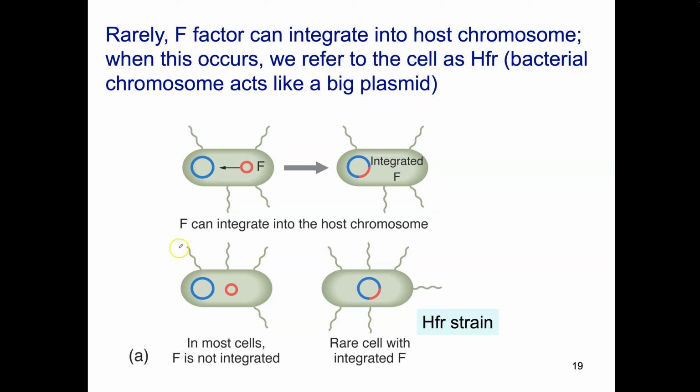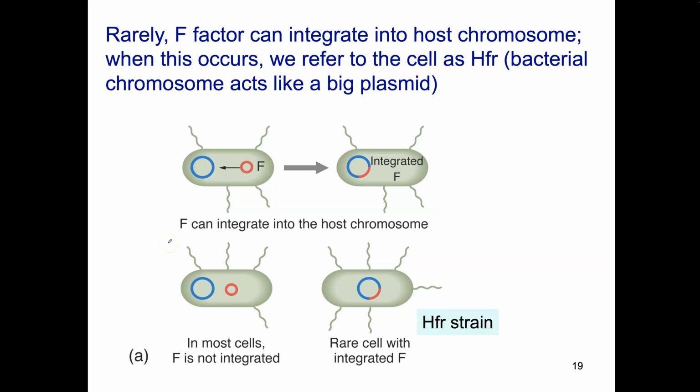And so most of the time, the F factor just stays as a separate DNA. The relative sizes of the bacterial chromosome and this plasmid are grossly underestimated. The plasmid is much, much, much smaller than the bacterial chromosome. But for the purposes of these schematics, we need to show things a little bit bigger than they really are. But there's an occasional rare event.